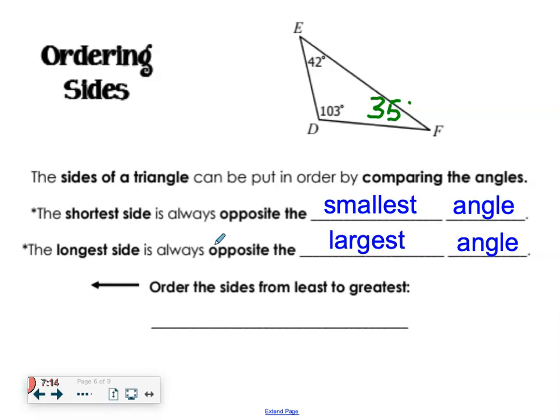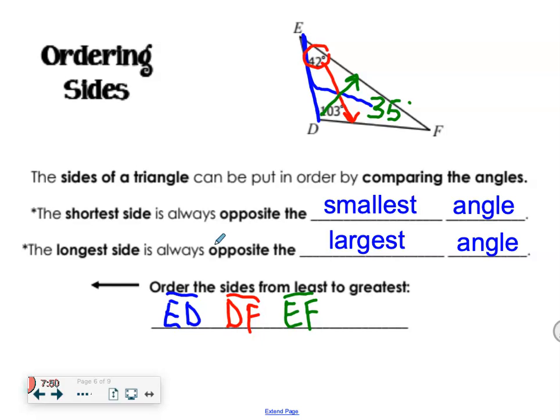Okay, so now what side's across from F? ED. What's our medium angle? Because it's across from 42. And then EF. Not so bad, right? Okay, can you do the bottom two, and then we'll just come together and say what they are? You're going smallest to biggest on both for angles and sides.